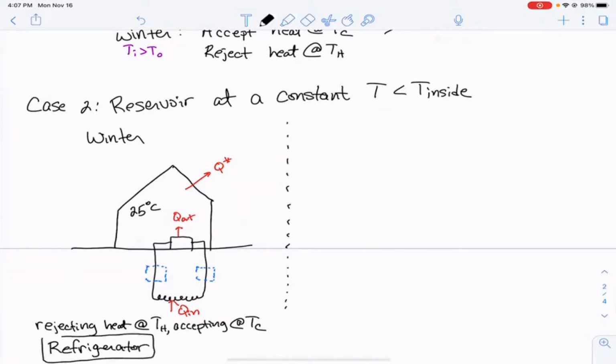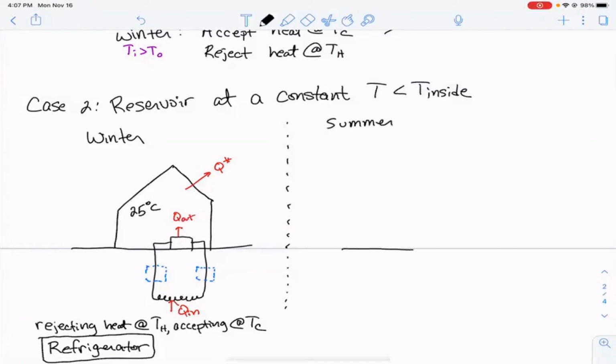So we are definitely operating on a refrigeration-like cycle in the wintertime when the reservoir below you is at a temperature below the temperature that you want. It turns out if the opposite were true and the reservoir below you were hotter, you would run a Carnot heat engine in the wintertime. Now, what does this mean in the summer?